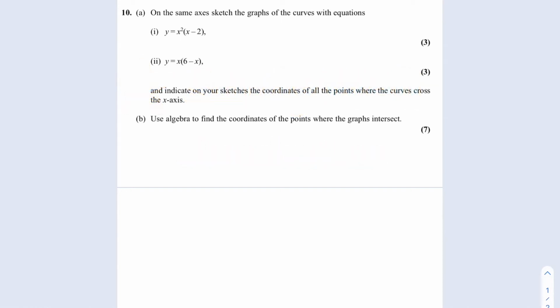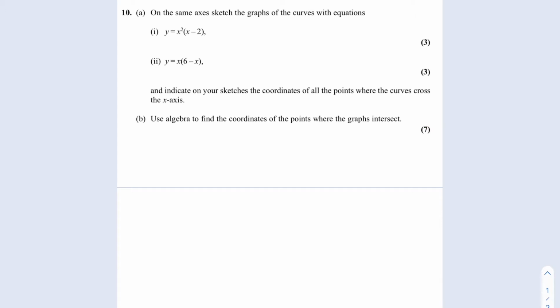Here we have a simultaneous equations question combined with some curve sketching, and this is taken from a past paper, C1 January 2007, and this is question 10 on that paper, and it's worth 13 marks there, 6 for curve sketching and 7 for solving simultaneous equations. So it's definitely one that you want to attempt. You don't want to miss out on all of those marks.